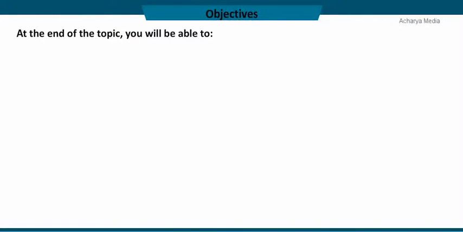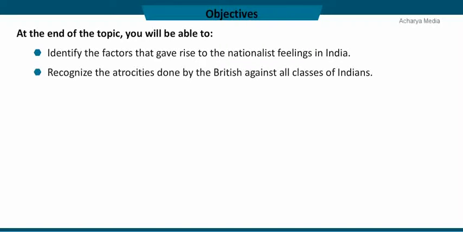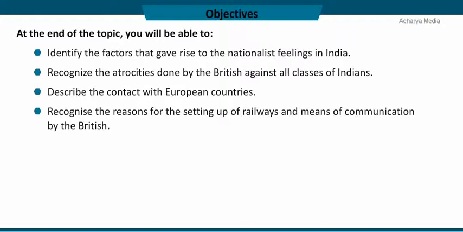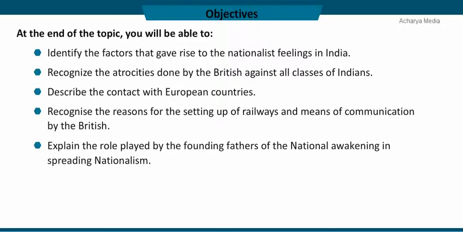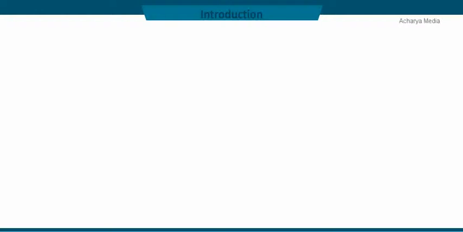At the end of the topic, you will be able to identify the factors that gave rise to the nationalist feelings in India, recognize the atrocities done by the British against all classes of Indians, describe the contact with European countries, recognize the reasons for the setting up of railways and means of communication by the British, explain the role played by the founding fathers of the national awakening in spreading nationalism, evaluate the role of Indian press and literature, estimate the revolt of 1857.